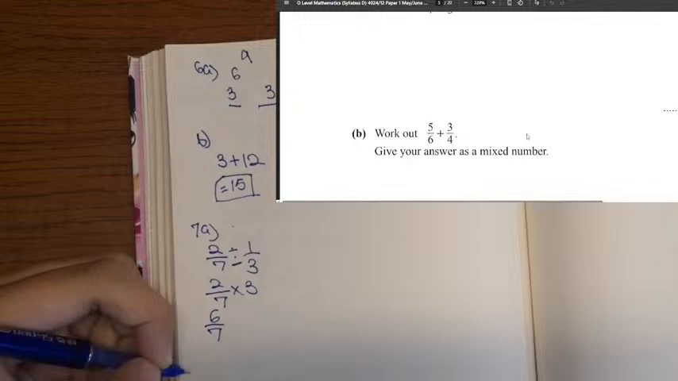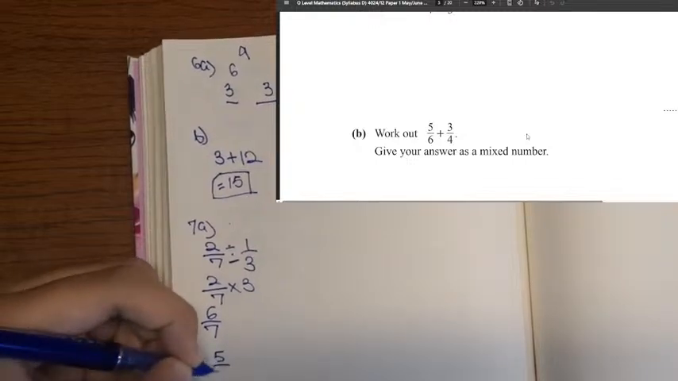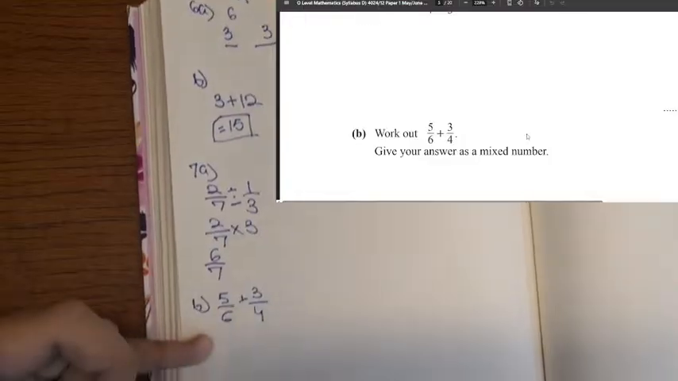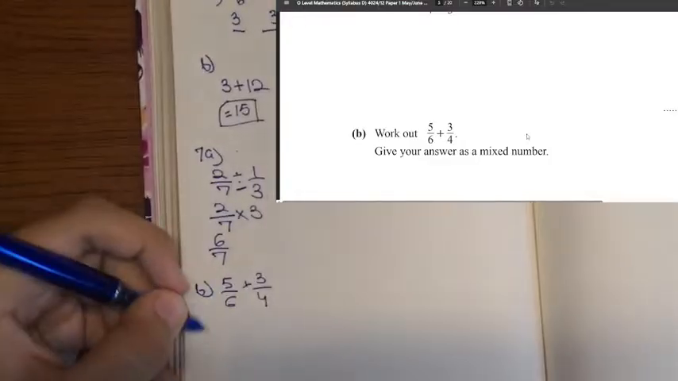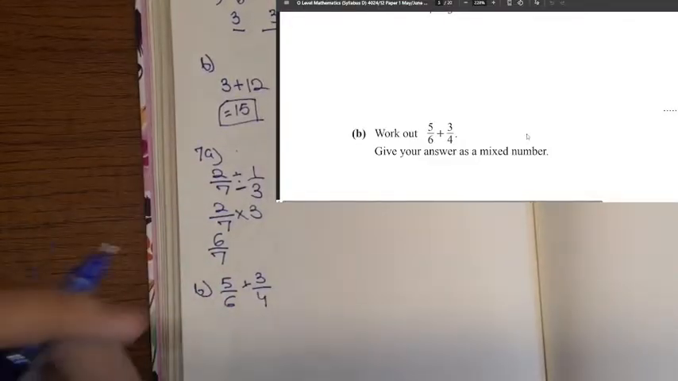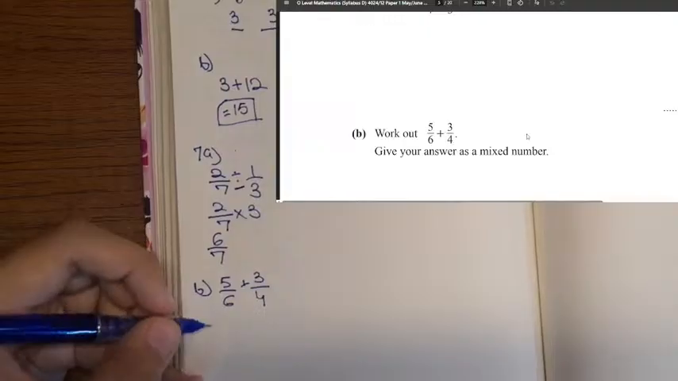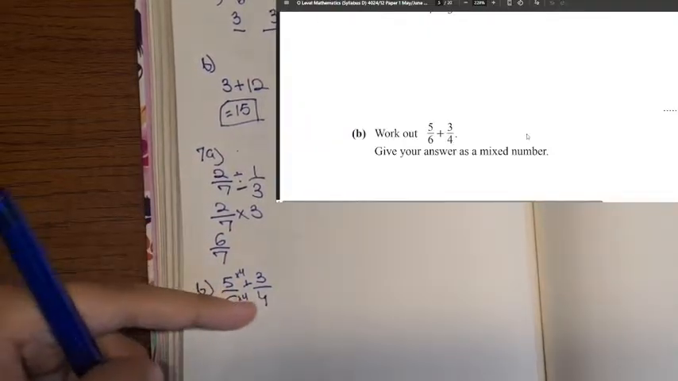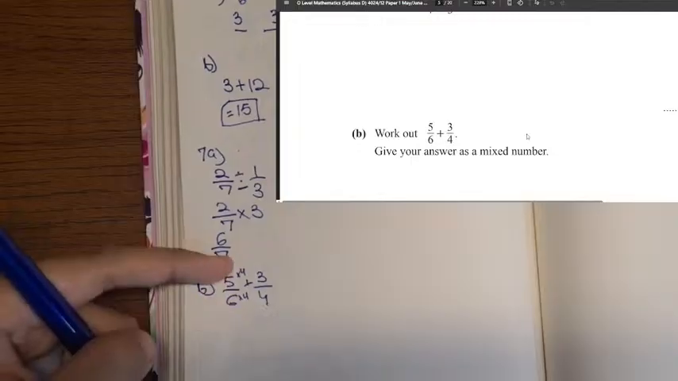The next question is one of fraction addition. 5 upon 6 plus 3 upon 4. Now they want us to give the answer as a mixed number. So let's just do that. In order to add fractions, we need to get them to have a common denominator, or an LCM, as we sometimes call it. So we multiply both fractions by the other one's denominator. So the numerator and denominator are both multiplied by the same thing.